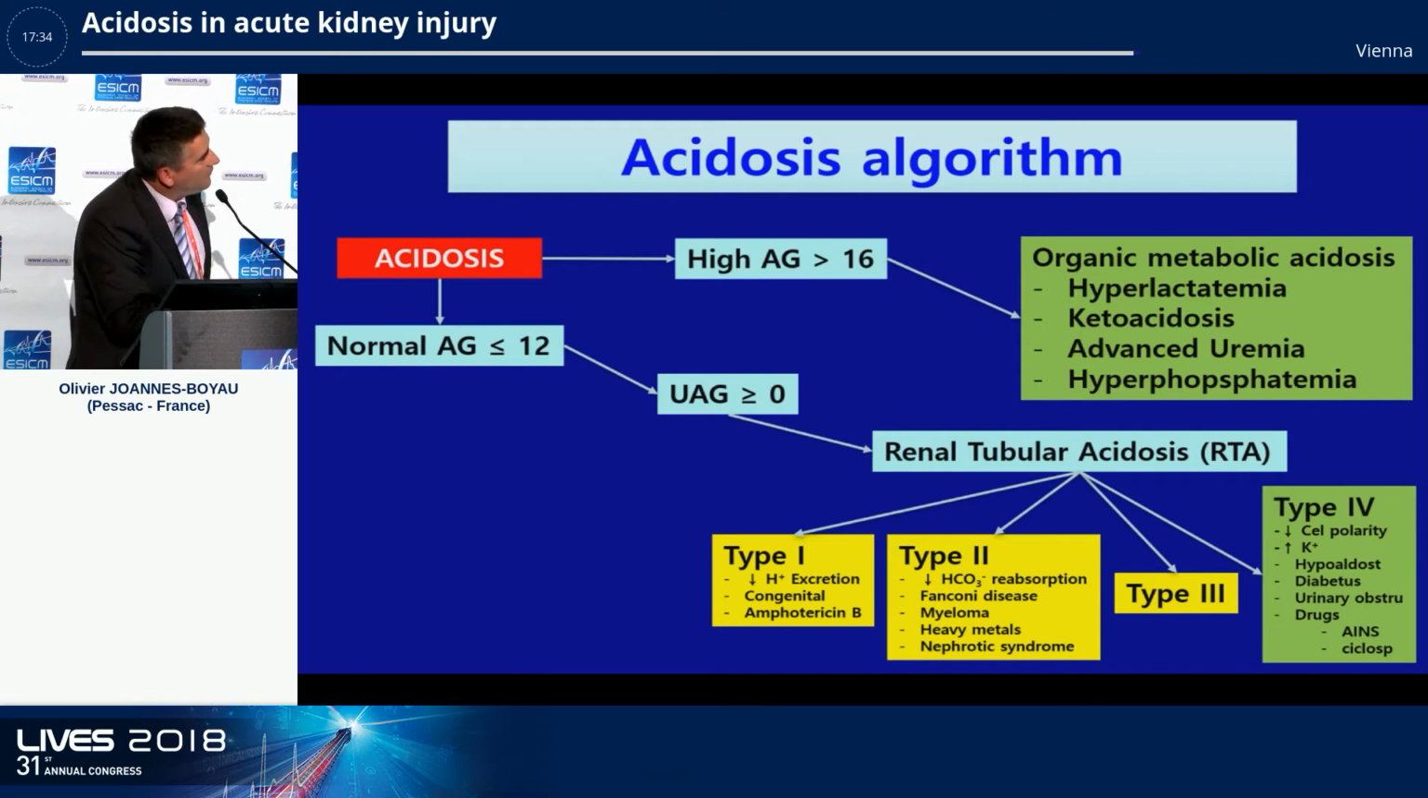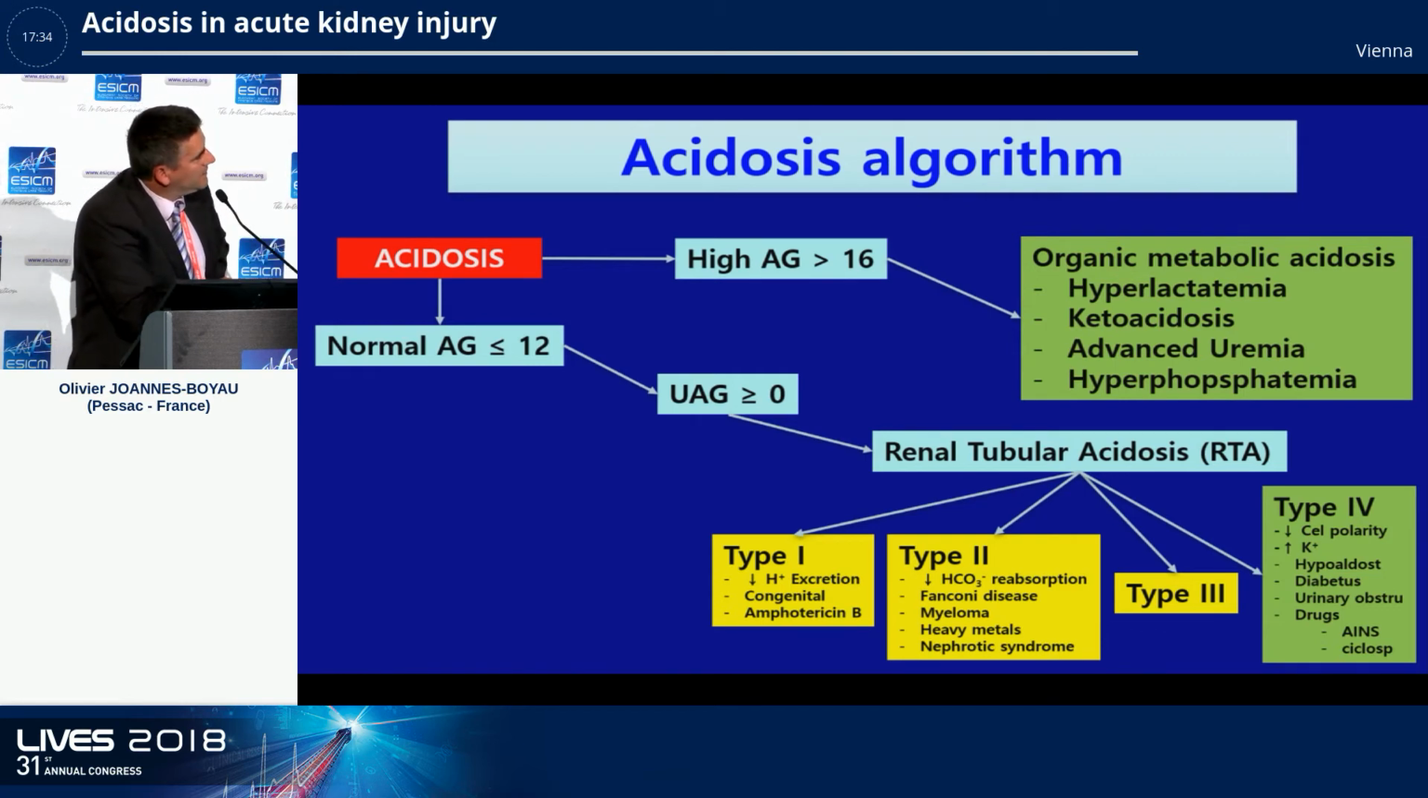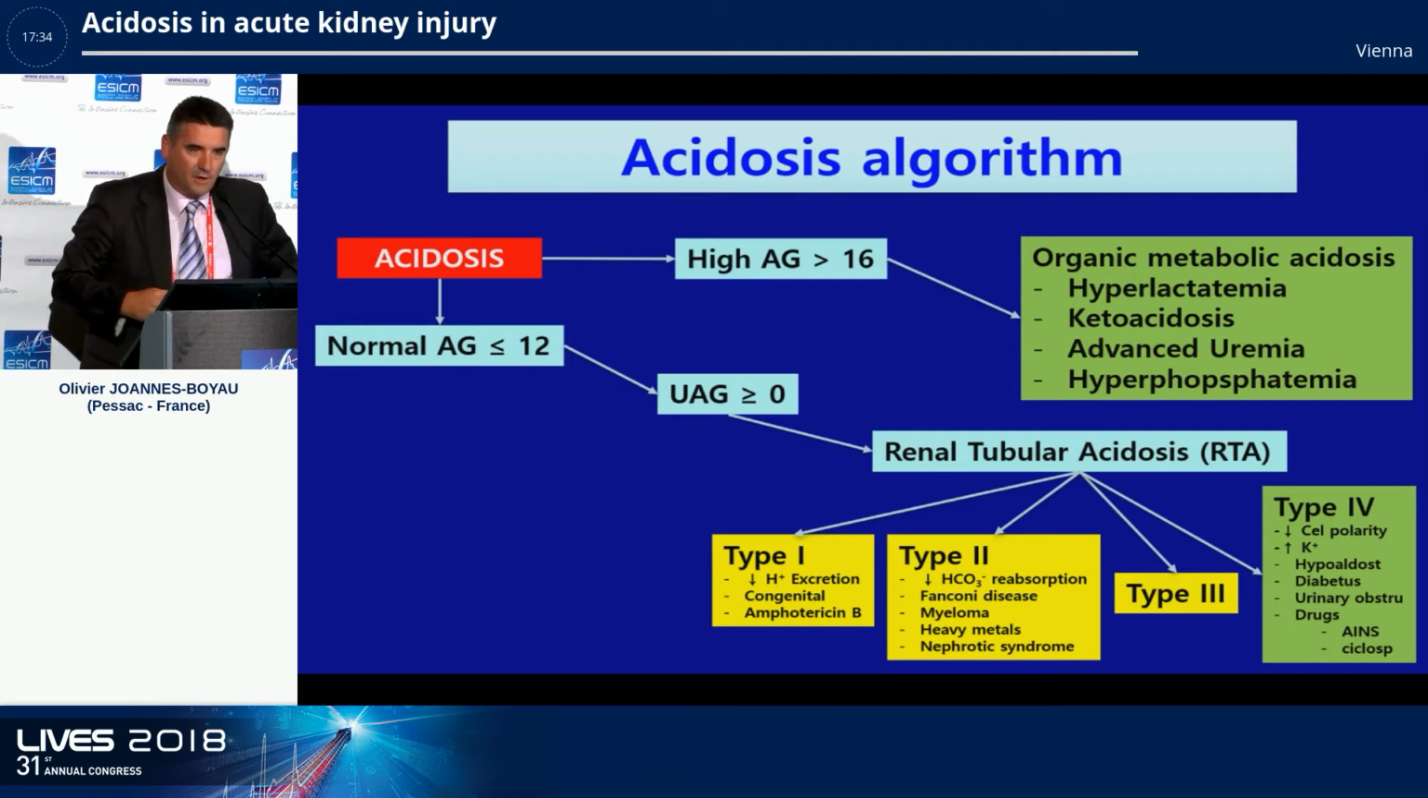You have 4 different types of renal tubular acidosis. Most of them are due to kidney disease already present before the acute kidney injury. And you can see that sometimes congenital, sometimes drug toxicity, the myeloma. This is very rare, you can forget. And you have also hypoaldosteronism, diabetes, and drug toxicity in type 4. This is with chronic kidney disease present before acute kidney injury.